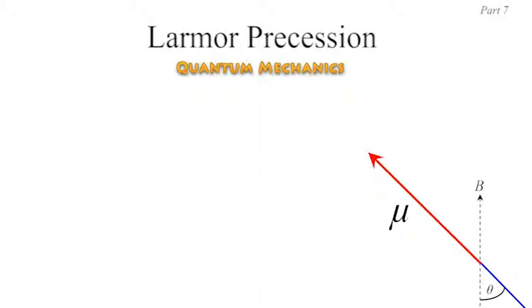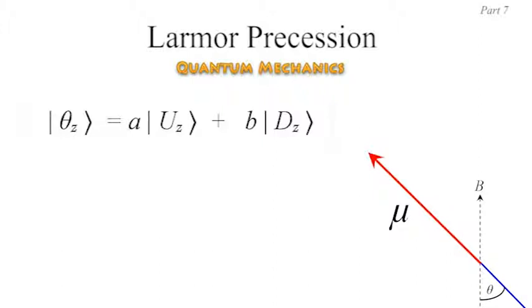In Hilbert space, we write the state vector of such a spin system as being a mixture of the up and down basis states. We could write it like this. Rather than give it the label psi, I've called it theta z, simply to signify that it's the state vector in Hilbert space representing the spin at an angle theta to the z direction in real space.